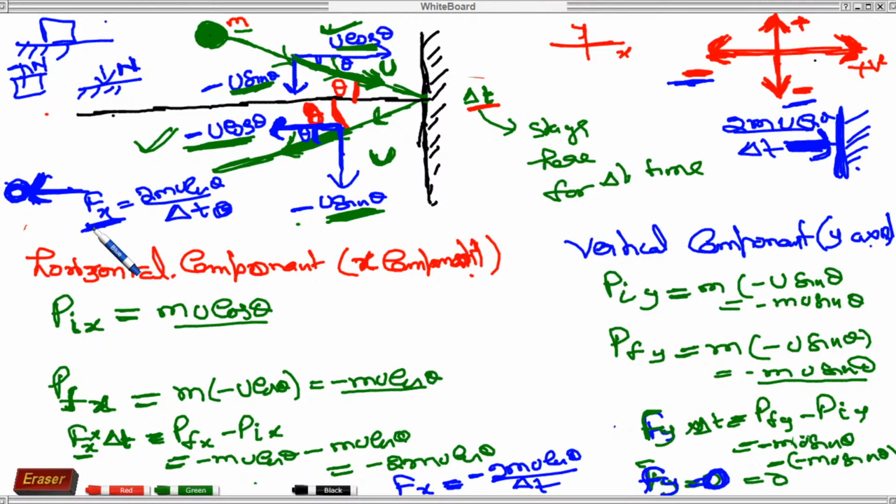Here I am not showing the minus sign. Why is it so? Because here I am showing the direction, that's why I am not showing the minus sign. I showed only the magnitude, remember, magnitude. That's a vector part, because this force is a vector quantity. So this ball will experience the force in this direction, and the wall will experience the same thing, 2 mu cos theta over delta t, in this direction.